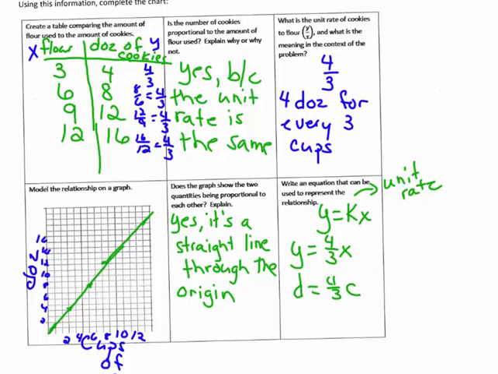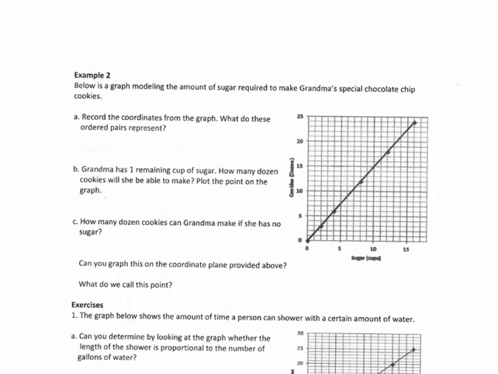All right, let's take a look at another problem here. Example 2: below is a graph modeling the amount of sugar in cups required to make Grandma's special chocolate chip cookies. Record the coordinates from the graph. What do these ordered pairs represent? So the coordinates from the graph, I'm just going to read the numbers. This is (2, 3). The next one that they show is over 4 and up 6. This one over here is (8, 12). And we'll just take one more: (12, 18).